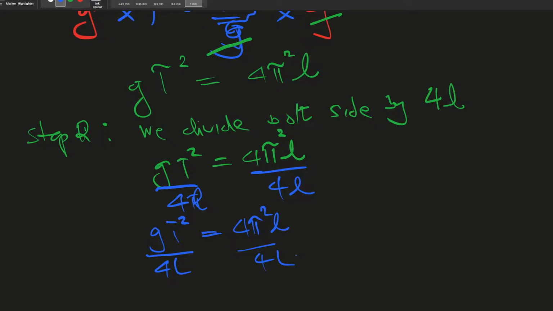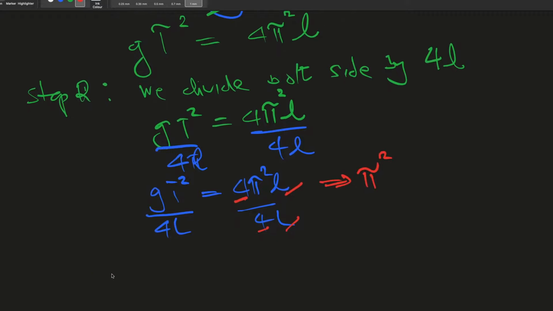You will see that if we have 4L, this 4 cancels this 4, and this L cancels this L. So over here we'll be left with pi squared. So this implies that G T squared all over 4L equals pi squared.